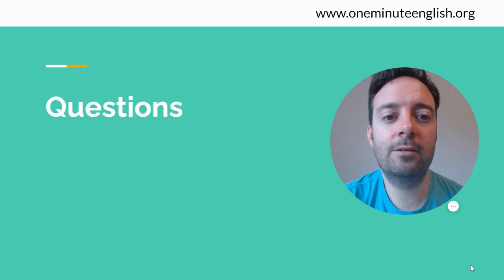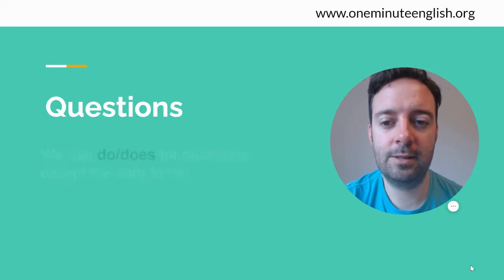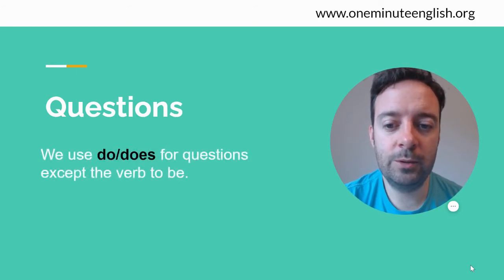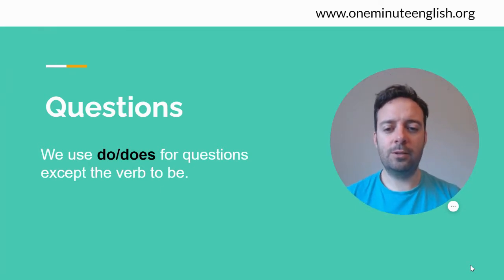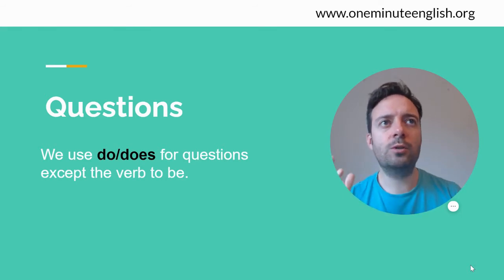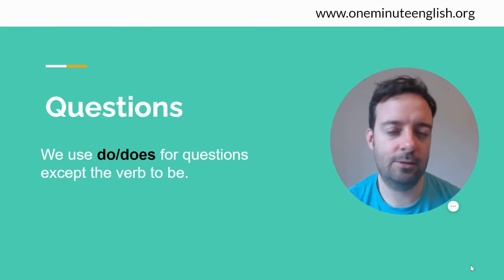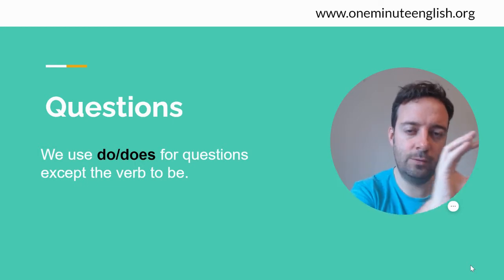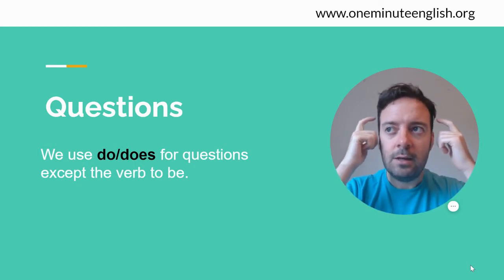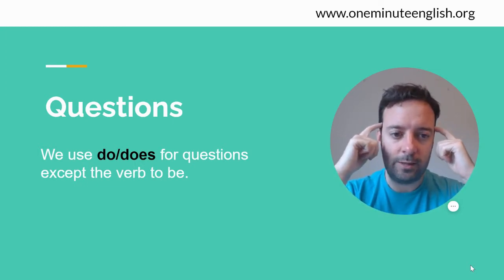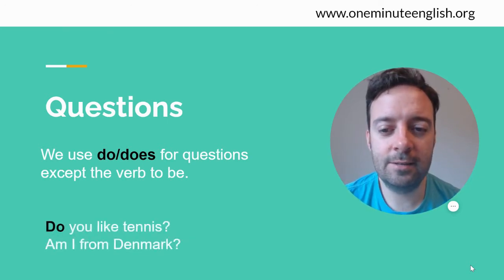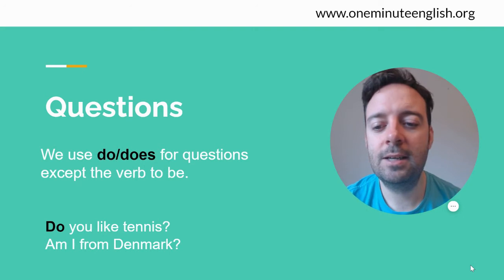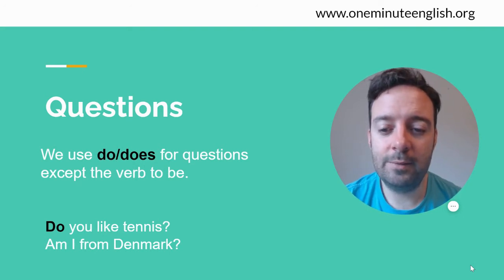And questions. How do we make questions in the present simple? So we use do or does for questions except the verb to be. So why do we use do? It really just shows that this is a question. So you say, do you need? And then when you understand that, you say, this is a question. So do you like tennis? Do you like tennis? And am I from Denmark?